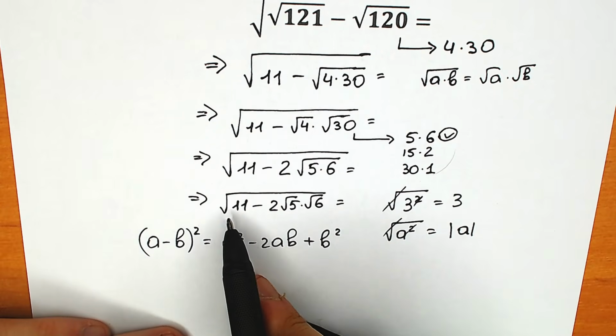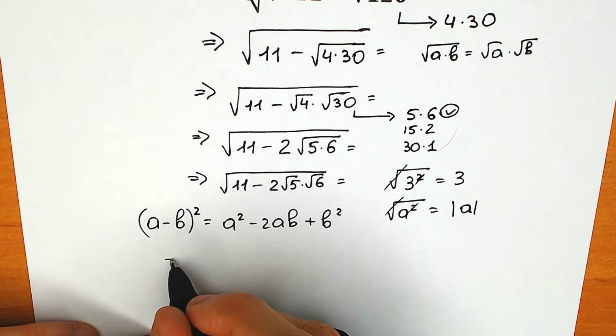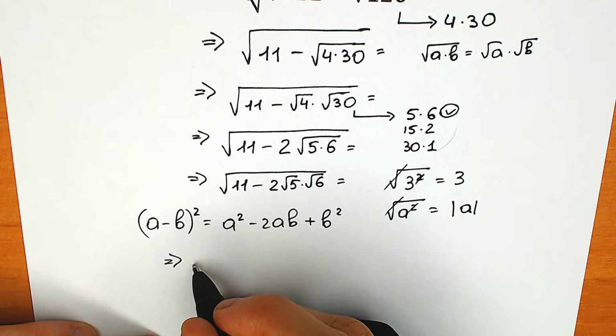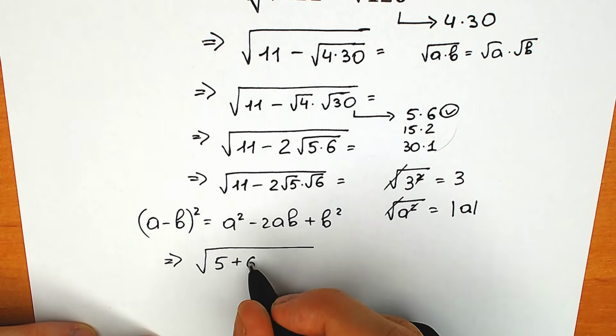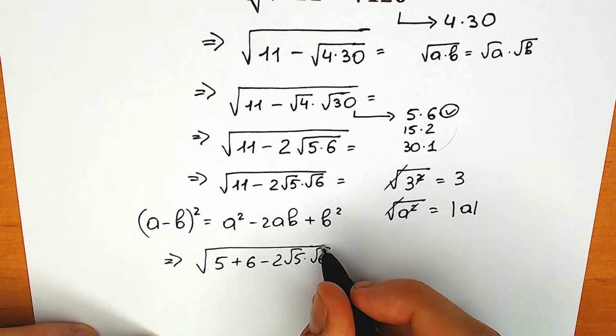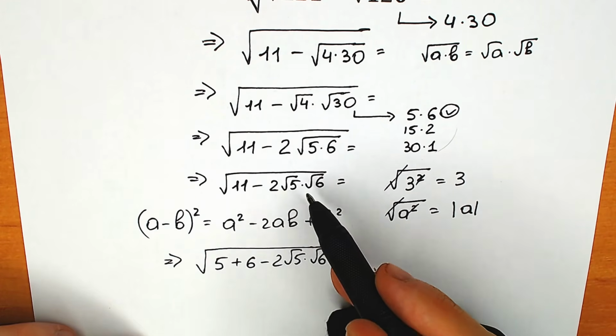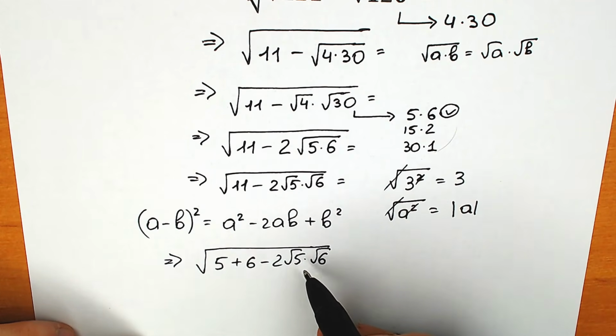First of all, instead of this 11, let's write 5 plus 6. So instead of 11, we write 5 plus 6. So the square root of 5 plus 6 minus 2 square root of 5 times square root of 6. And as you can see, we have more elements in common compared to the previous expression. Right now we have 5, we have 6, we have square root of 5, we have square root of 6.